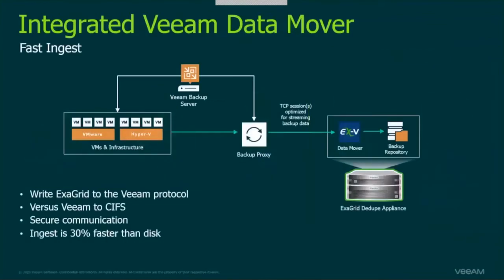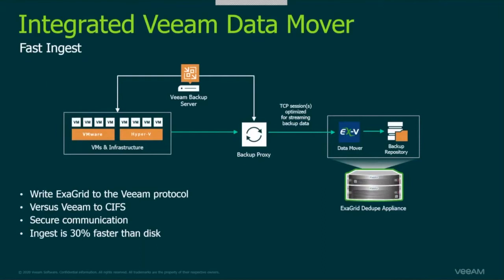And moving forward, just to give you a better idea from a diagram perspective that we have over here. So the integrated data mover, as mentioned earlier on, gives fast ingestion of data. On the right-hand side you have your production environment, on the left-hand side your VM infrastructure, and then it goes through the Veeam backup service and sits on the ExaGrid dedupe appliances.